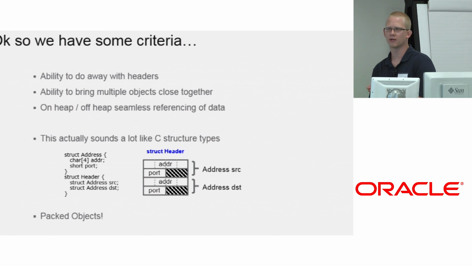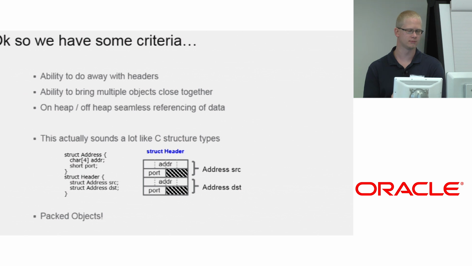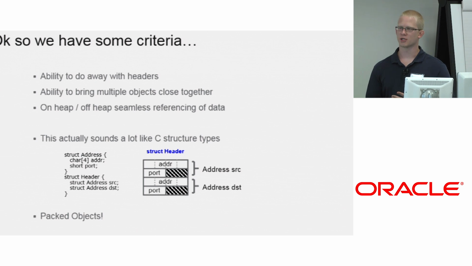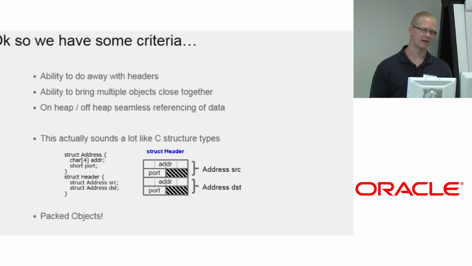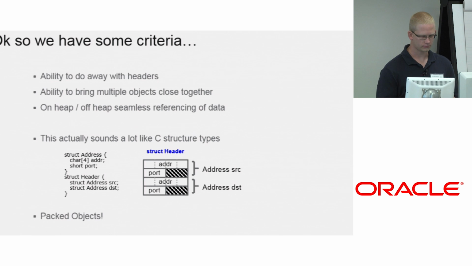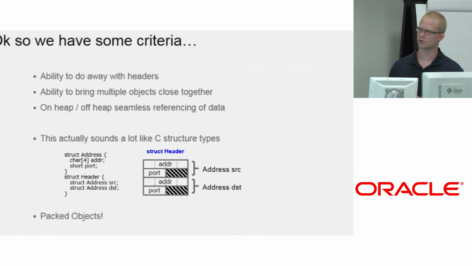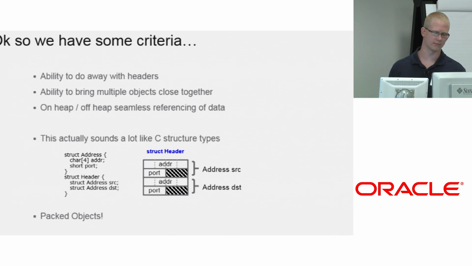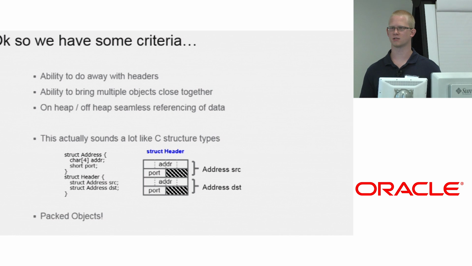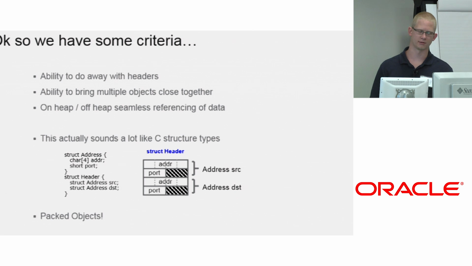Okay, so we've got the idea of how do I do away with headers? How do I bring these objects together? How do I flatten this data? And how do I allow better native interop? If I take a look at this structure here, I've got two structs. I've got an address. It's got a char array to give me the address. It's got a short for a port, and I've got some struct called a header, which has two of these things. So I've got them nicely sitting together.